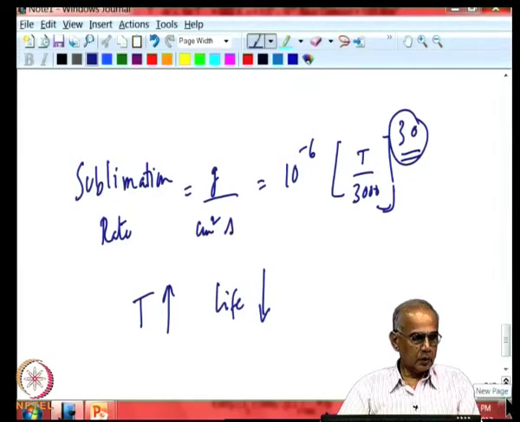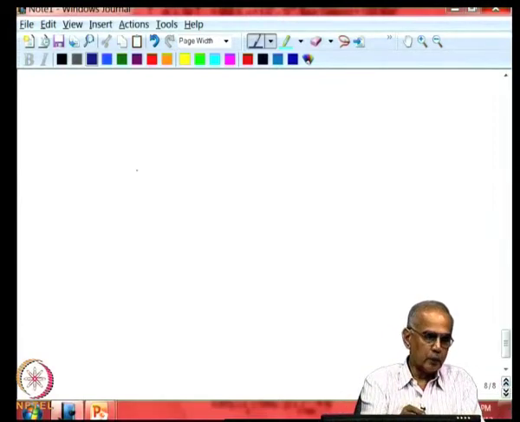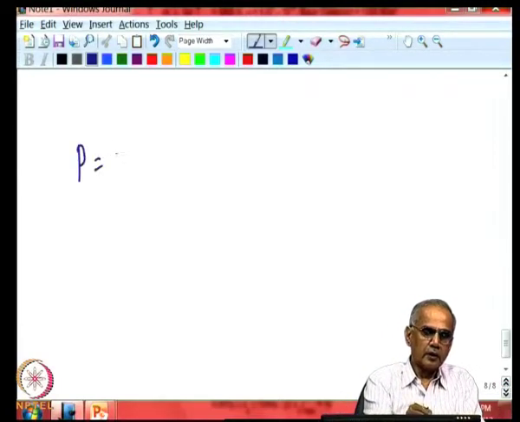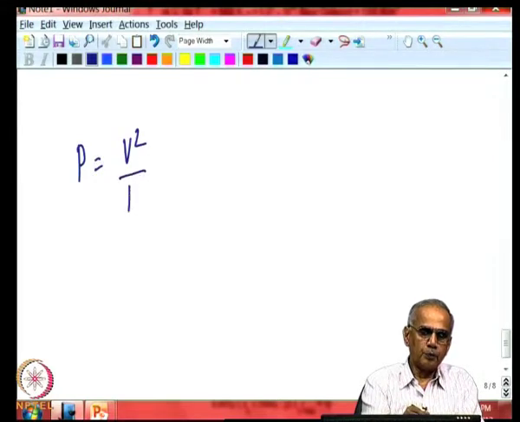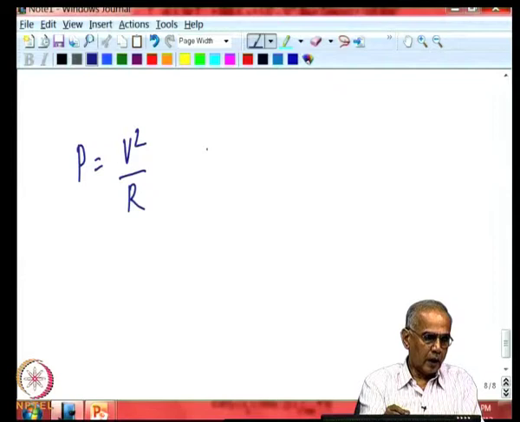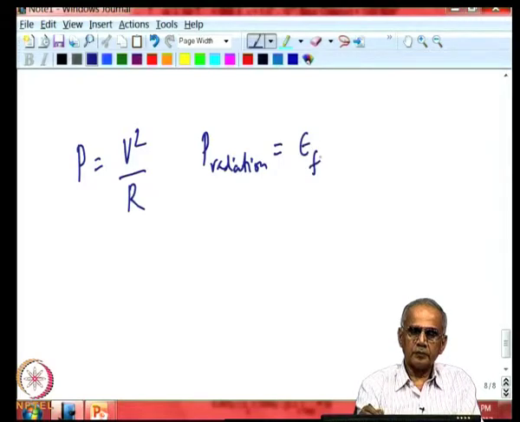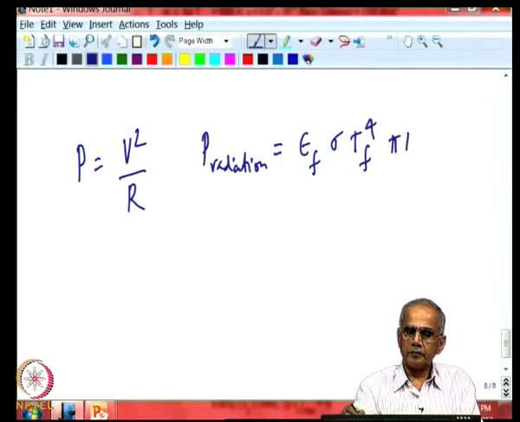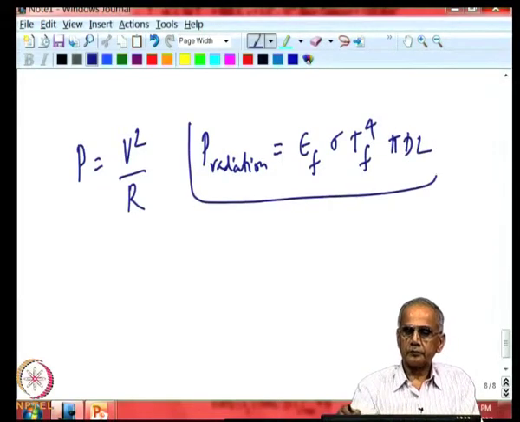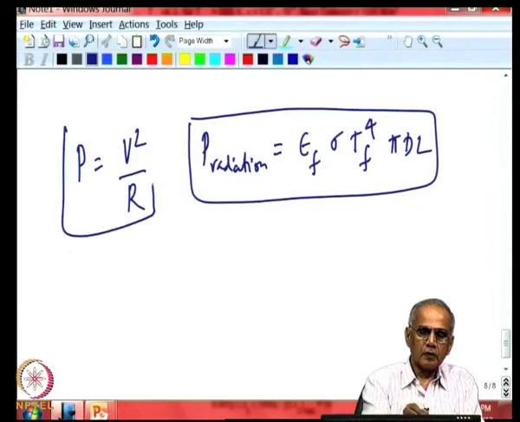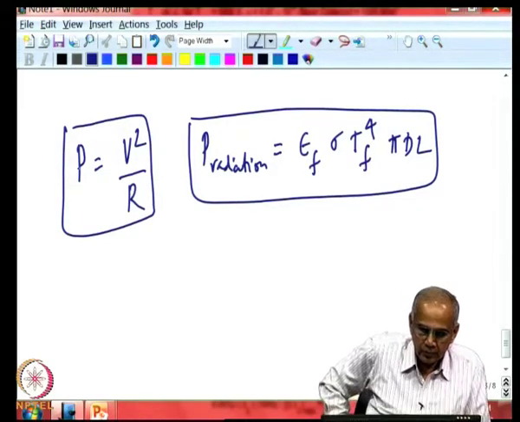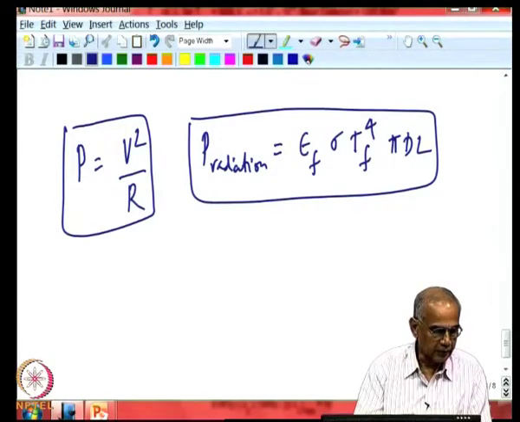So, how is the design done? Essentially, the design involves realizing that the power consumed by the filament is V squared by R, and the power radiated, this is the power generated by electrical heating, is epsilon filament sigma T filament to the power of 4 into the area of the filament, which is pi d L. These two have to be equal at equilibrium, neglecting conduction and convection.